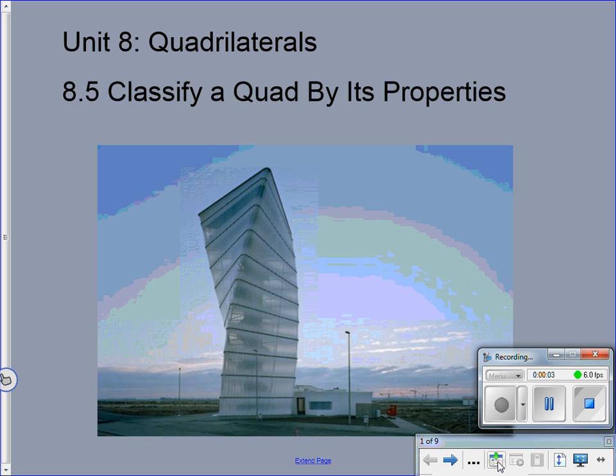Hey everybody, this is Mr. Munson, and we are looking at section 8.5, a pretty quick section, not necessarily in time, but just in quantity. We're going to culminate all of our properties for different shapes, look at some indications on some figures to help us decide from the properties which shape it is. So let's go ahead and get started.